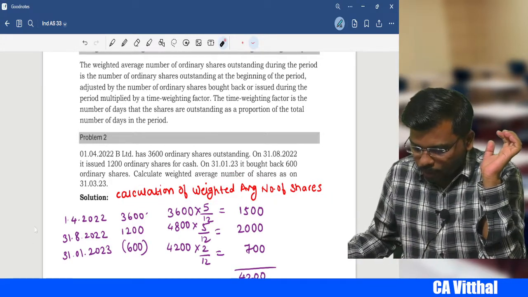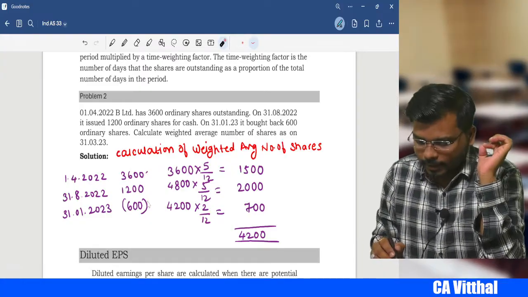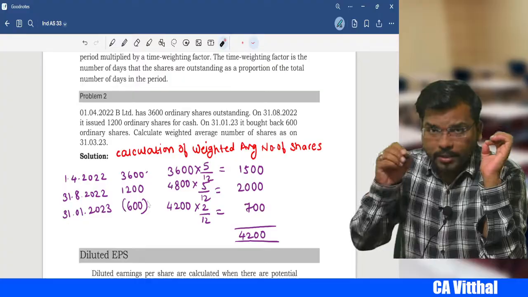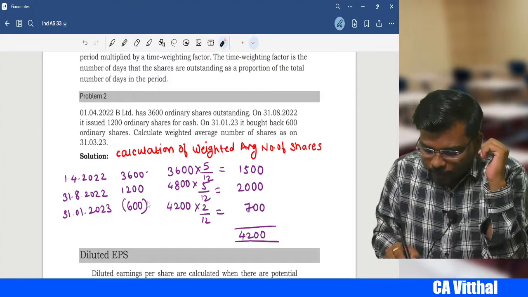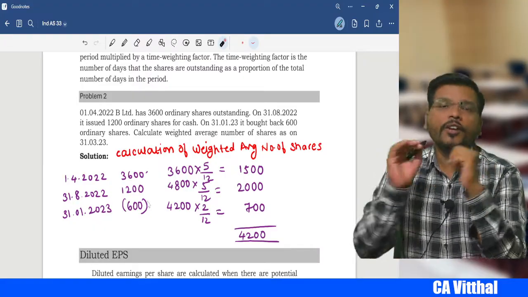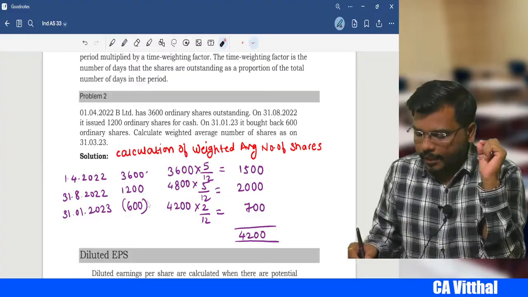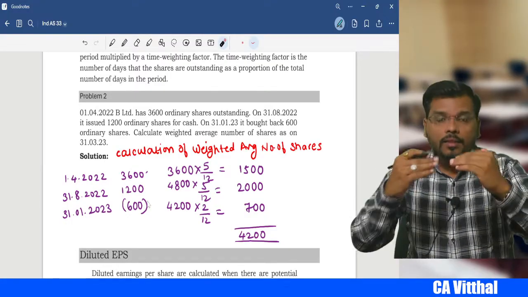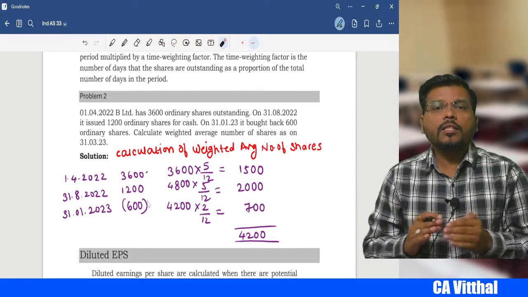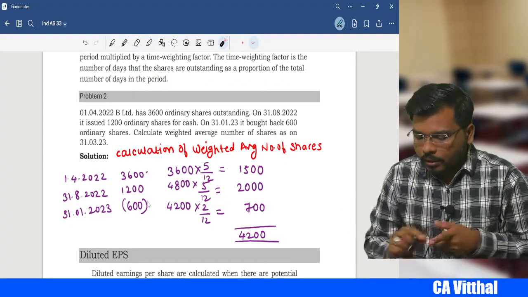First of all, opening balance was how much, sir? 3,600. This 3,600 was there in the business for how many months? From 1/4 to 31/8, that means it was there for 5 months. So our time factor will be 3600 into 5 by 12, because 3600 shares were there in the business for 5 months. Thereafter again the company has issued 1200 shares.